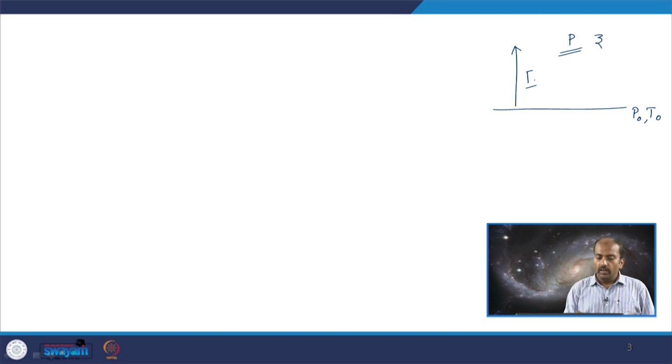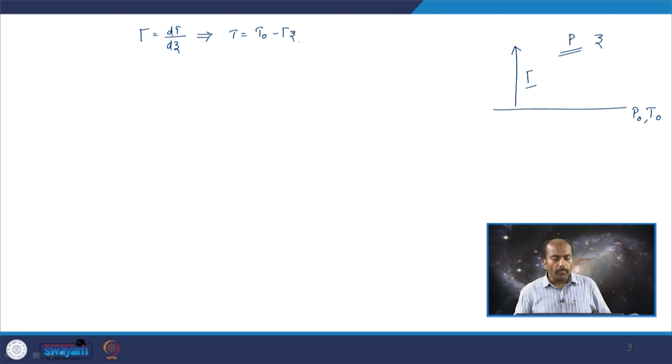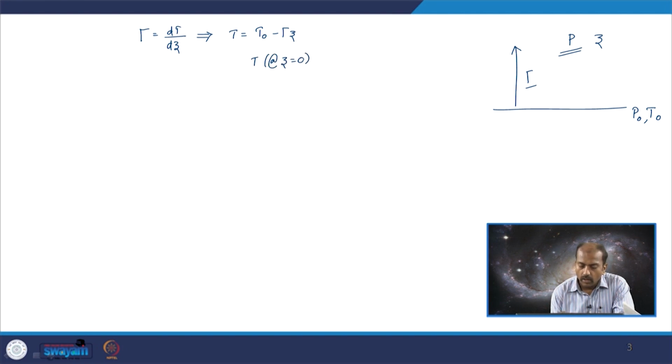So we can define gamma as minus dT over dz. That means the temperature at any given height is simply T naught minus gamma z. So what it means is that if the temperature T at z equal to 0 is defined to be T naught, then the temperature at any given height is simply this, T naught minus gamma z.